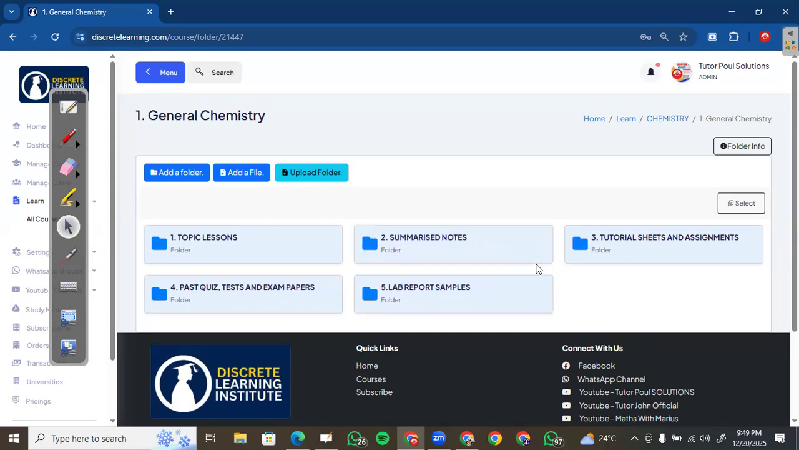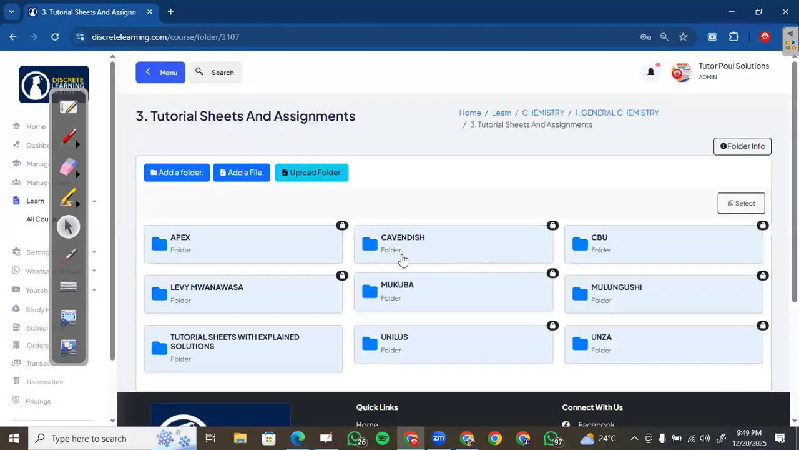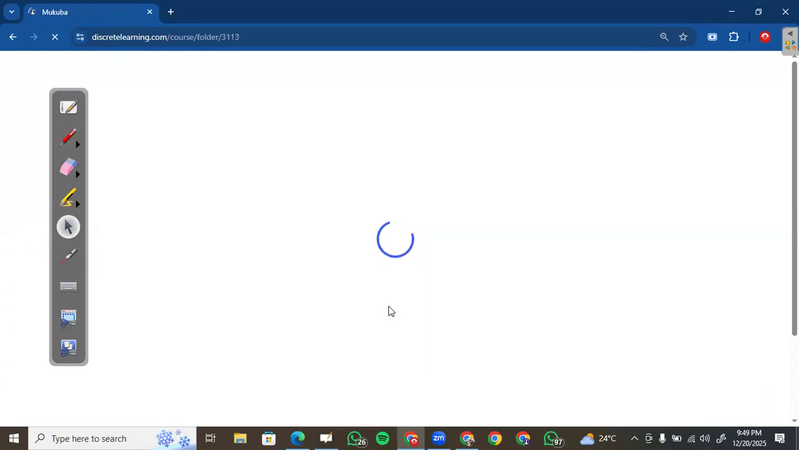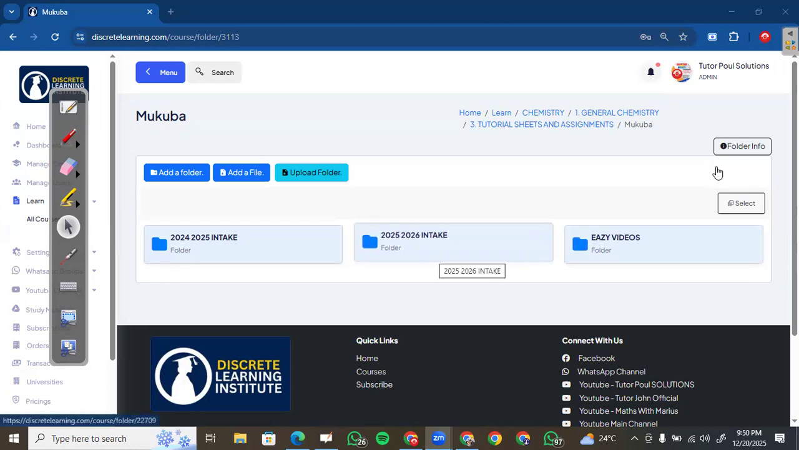For example, if I go to tutorial sheets and then maybe go to Mukuba, you're going to find the folders for your university, depending on the university where you're coming from. Once you are in the folder, you can see we have divided the videos into in-texts. All the 2025-2026 videos for this specific university will be there.